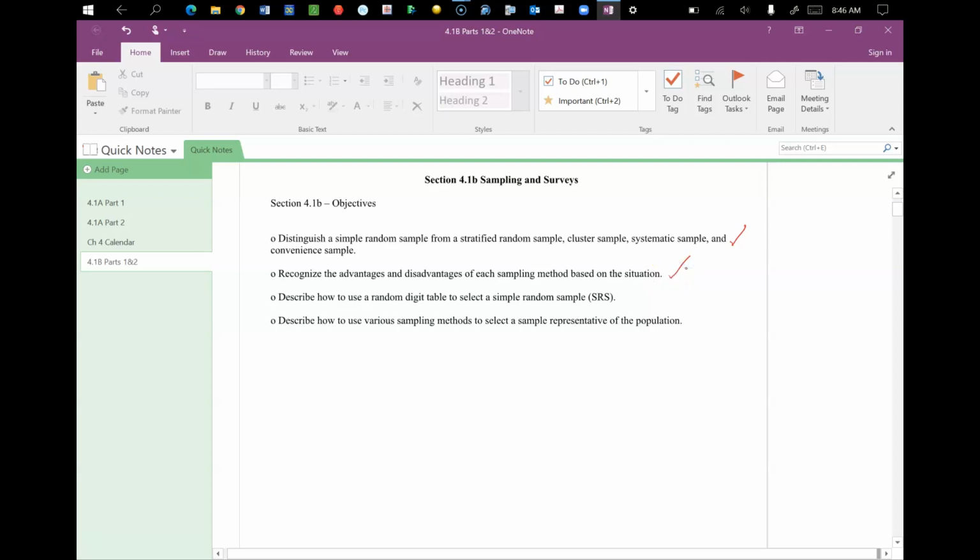We want to practice again with how to use a random digit table to select a simple random sample. We will do that in this video, and describe how to use various sampling methods to select a sample representative of the population. So we're going to do that as well.